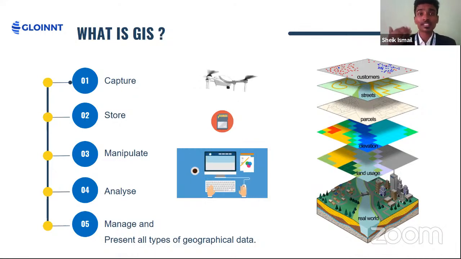And also I can get the elevation data with the help of GPS, and parcel mapping. I need to convert the map into multiple parcels, depending on the land boundaries or the building boundaries, whatever it may be, and street maps, and then customers. So we have a lot of things to do based on our need and the client's expectation. Okay, I hope you can understand what GIS is: capturing data using surveying equipment, storing it in storage devices, processing with software, analyzing and managing, and finally presenting all the geographical data as a map.